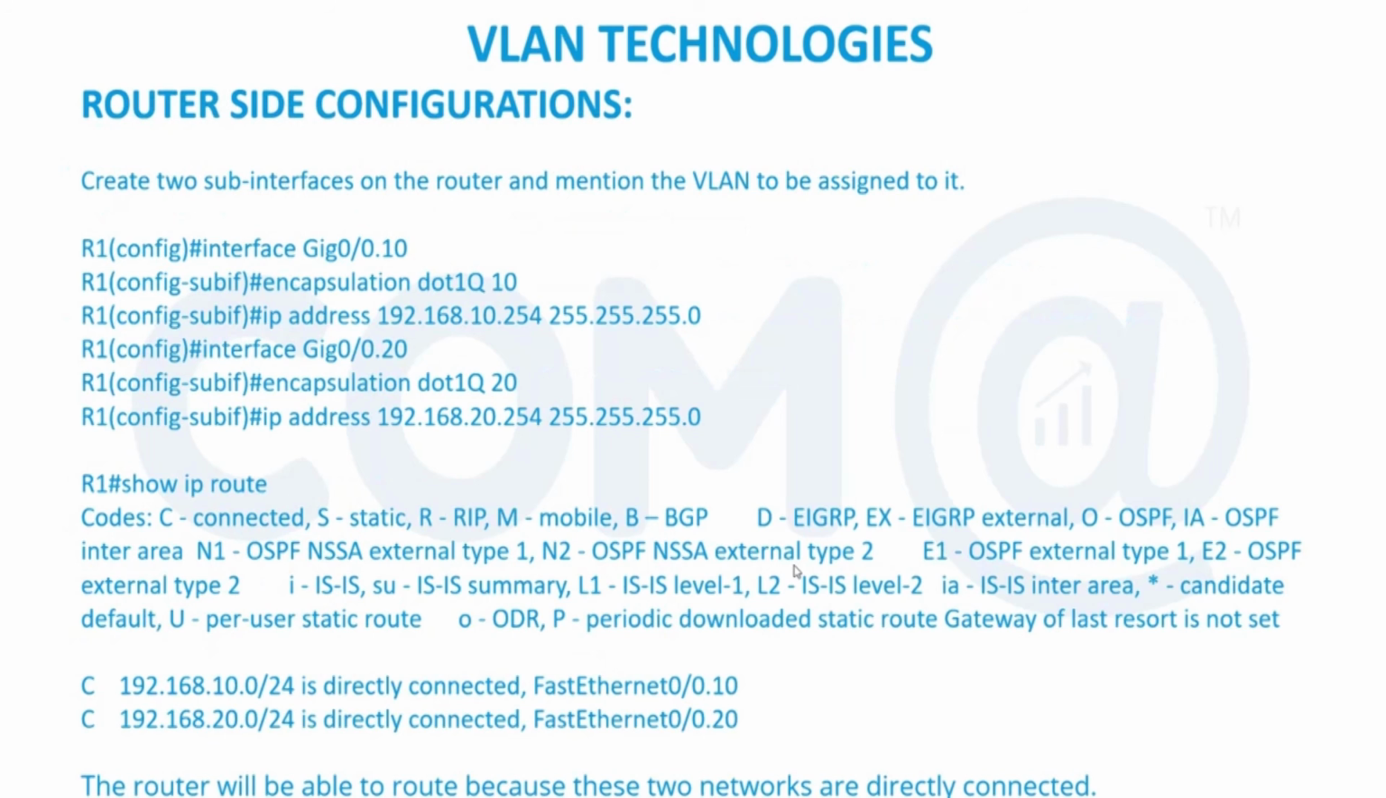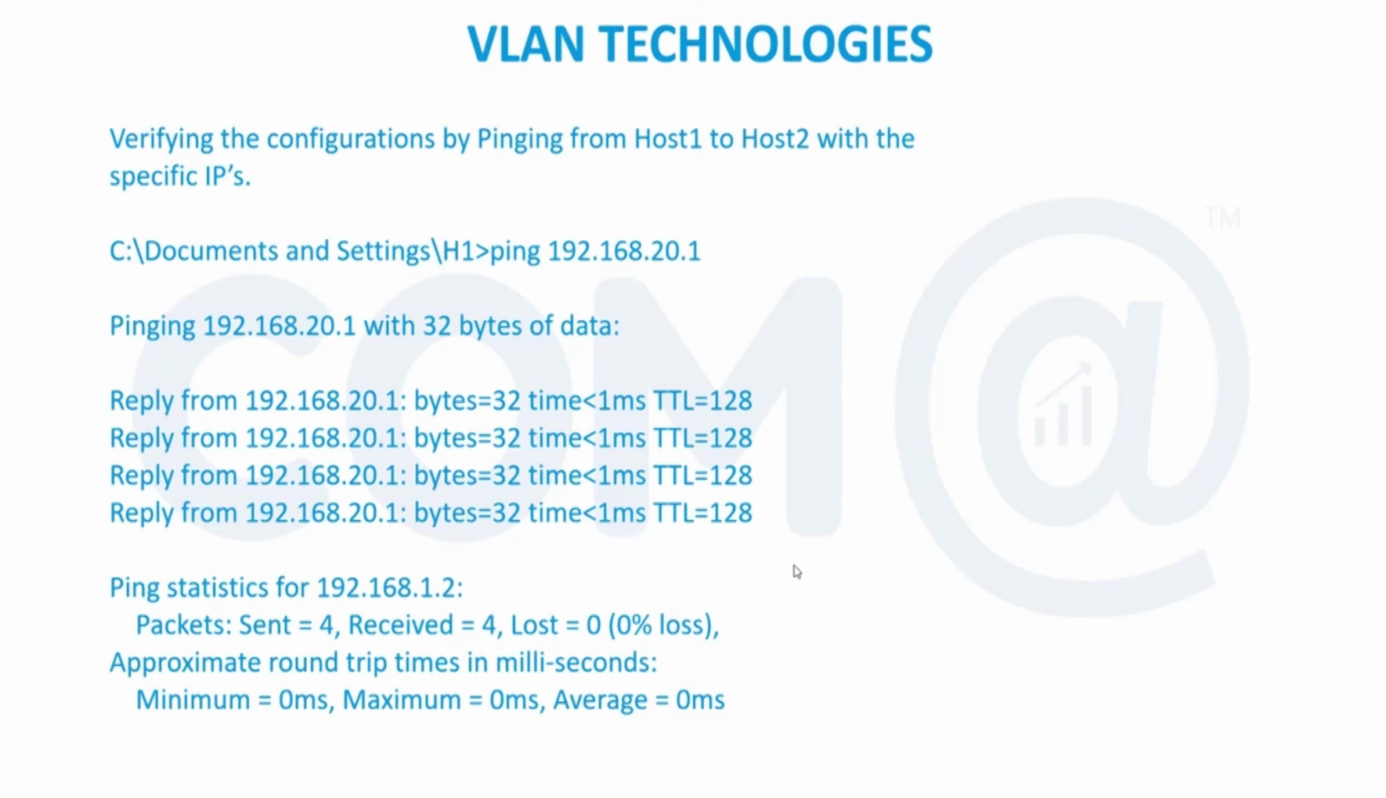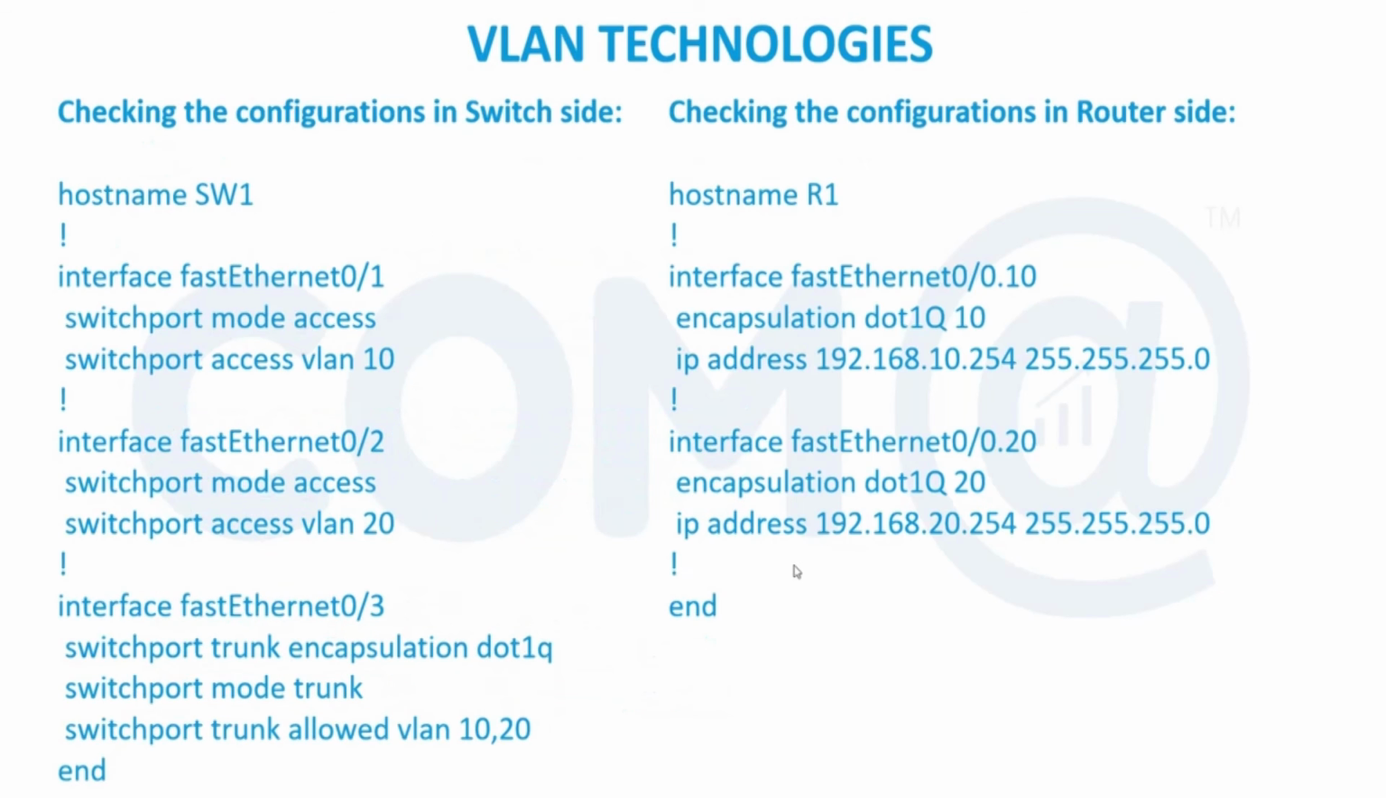Router side configurations: what are the things you have to do on the router side? Show IP route. You are getting both the networks as connected routes. Host side configurations: we are mentioning all these things, different networks. You can verify the configurations once you establish the communication. You can see the ping reply from one system to the other system.